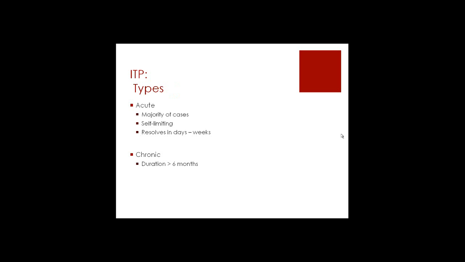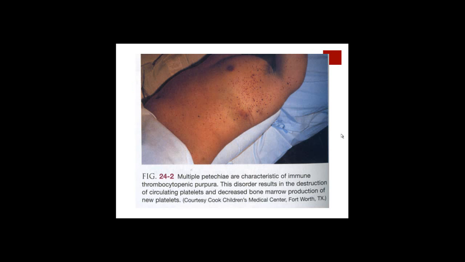There are acute and chronic types. Acute is really the majority of the cases, about 80% of the cases. It is self-limiting, and it does resolve in days to weeks by itself. Chronic, really, we call it that when it's lasting over 6 months. But complete recoveries can still definitely occur. This is a picture here of multiple petechiae and purpura.